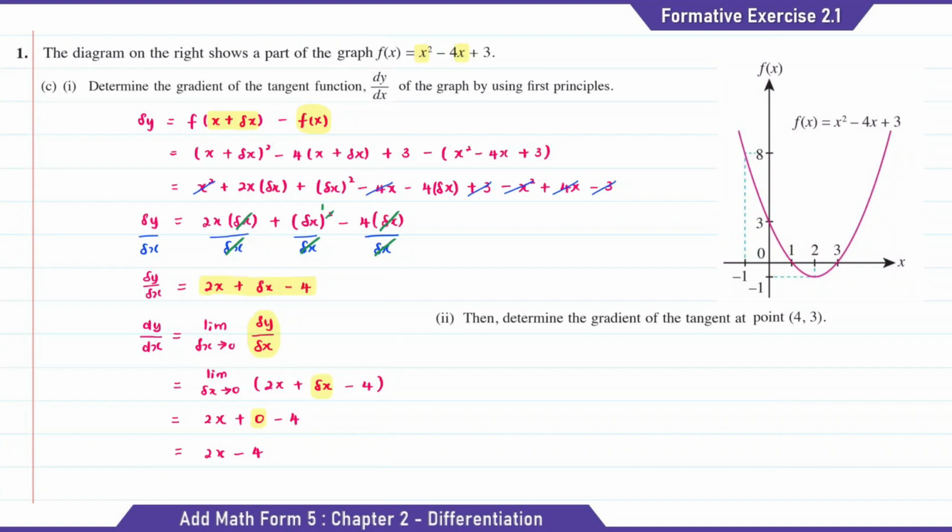Number 2. Then determine the gradient of the tangent at point (4, 3). Remember, dy dx is the gradient of the tangent function. In this case, it is 2x minus 4. To determine the gradient of the tangent at any point, we just need to substitute the x coordinate of that point, in this case 4, into the dy dx. So here we're going to substitute the x here with 4. So 2 times 4 minus 4. The answer of this is equal to 4.